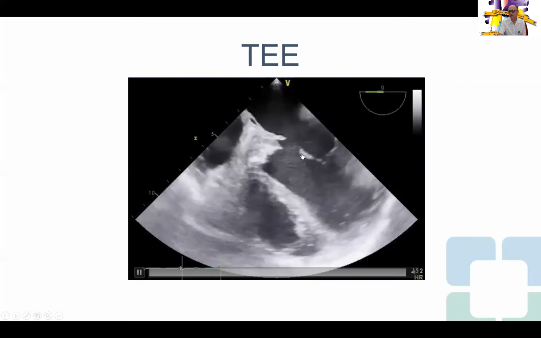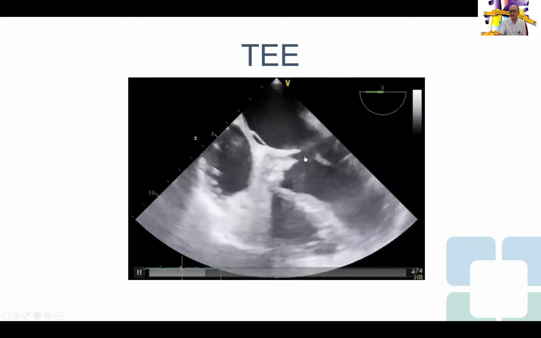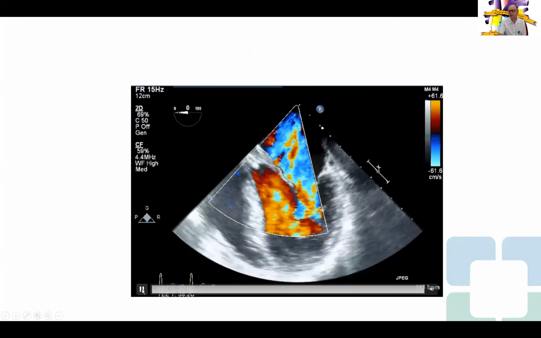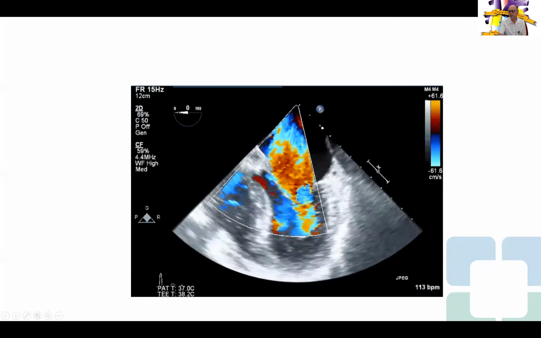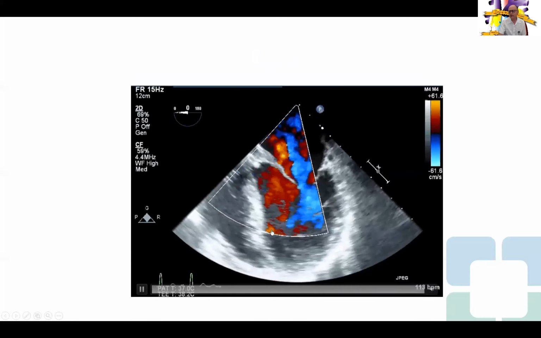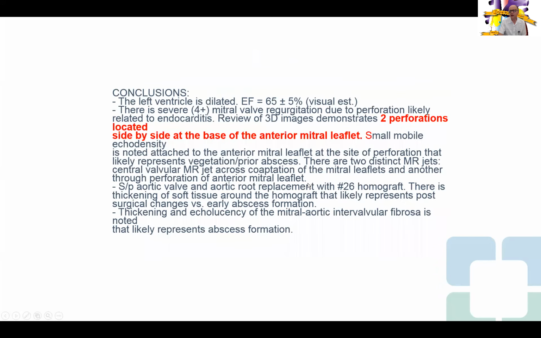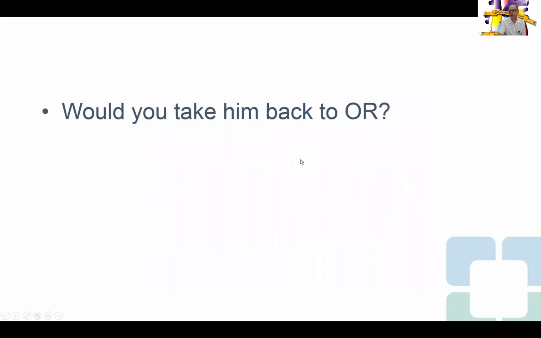You can see how big this hole is, the punch hole in the mitral valve anterior leaflet. The regurgitation is massive. Again, you can see it here. Again, TEE is essential for these patients. You can see in a 3D view the perforation of the mitral valve. We have 2 perforations that were identified on this mitral valve. Again, this is the report from the transesophageal echo.